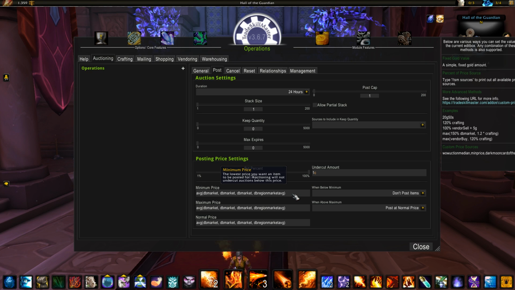So what that's doing, it's going to average up all of these 4 numbers. And because 3 of those numbers are all DB market, your final overall number that TSM is going to be getting for minimum price is going to be really close towards DB market, which is numbers specific to your server. But then you still have that stability function of DB region market average.